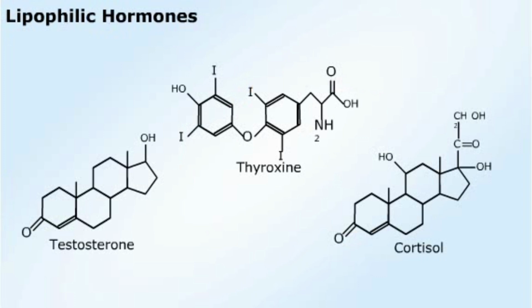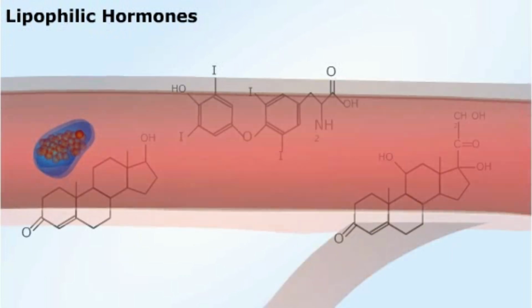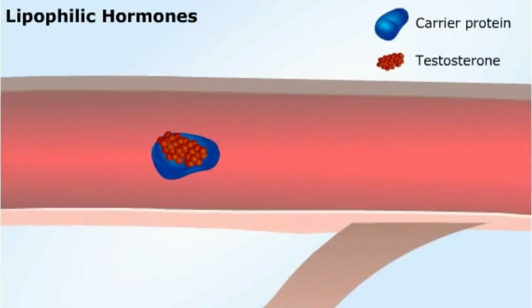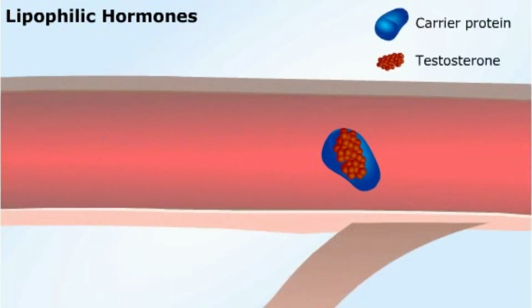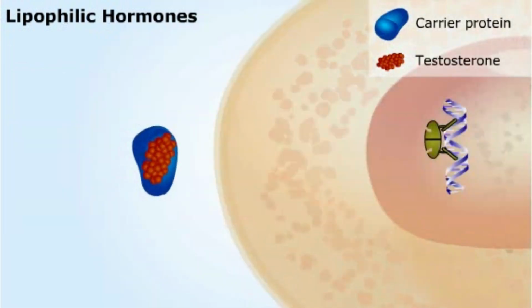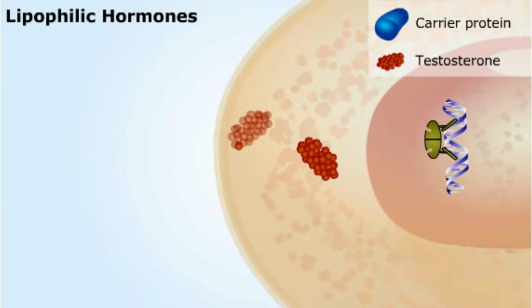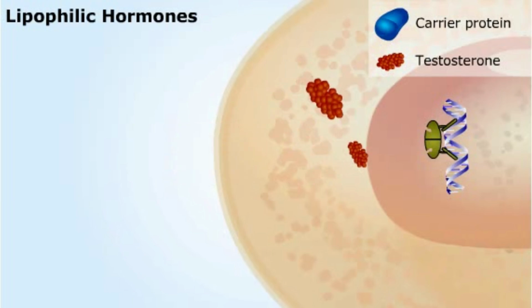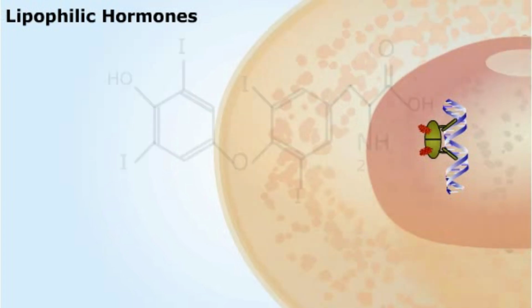Lipophilic hormones, such as the steroid hormones cortisol and testosterone, consist of carbon chains and rings that are soluble in lipids. Their lipophilic nature makes them almost insoluble in blood, so they are bound to carrier proteins in the bloodstream. Lipophilic hormones pass through the lipid bilayer of the cell membrane. Once inside the cell, they bind to receptors in the cytoplasm or the nucleus.